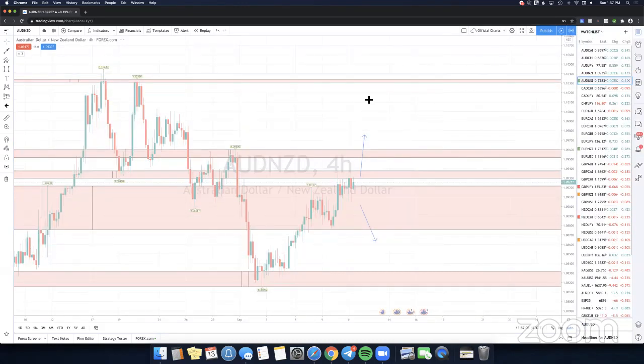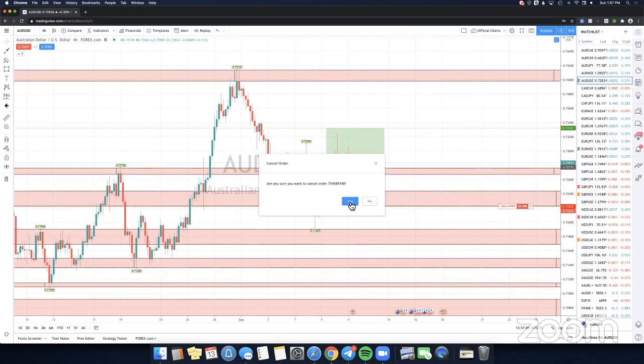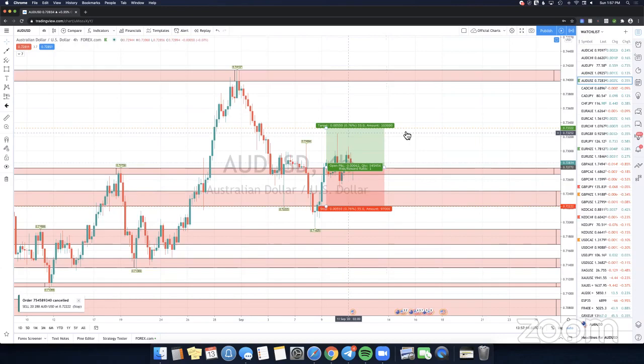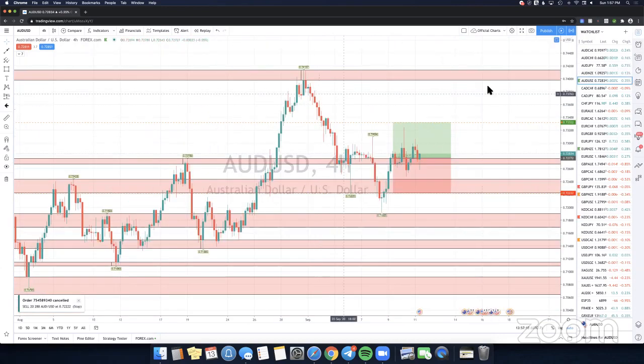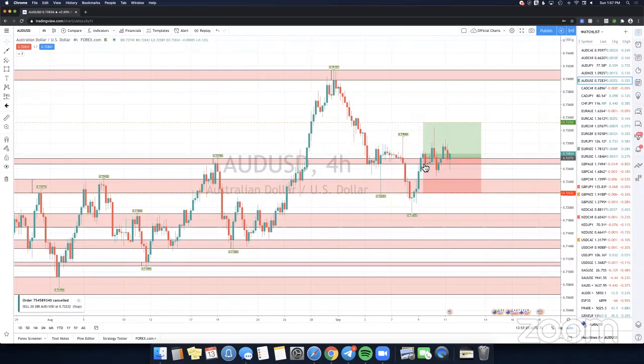AUD USD. So this is an active trade that we still have open right now. I closed mine out in profit last week when it was up here, really close to full TP, because I don't like holding trades over the weekend. So I'm going to keep my thing lined up right there.